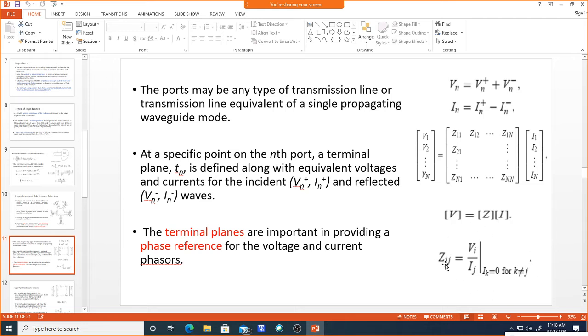Say, for example, if you want to define Z11, then i equal to 1, j equal to 1, and the corresponding impedance at port 1 is Z11. If you want to define Z12, then the incident port is 1 and the current is flowing from port 2, and we define it as Z12. Like that we can define the impedance values. As I said, terminal planes are very important in providing the phase information, that is the phase reference for the voltage and current phasors. Whatever you define from the port, it is very important.